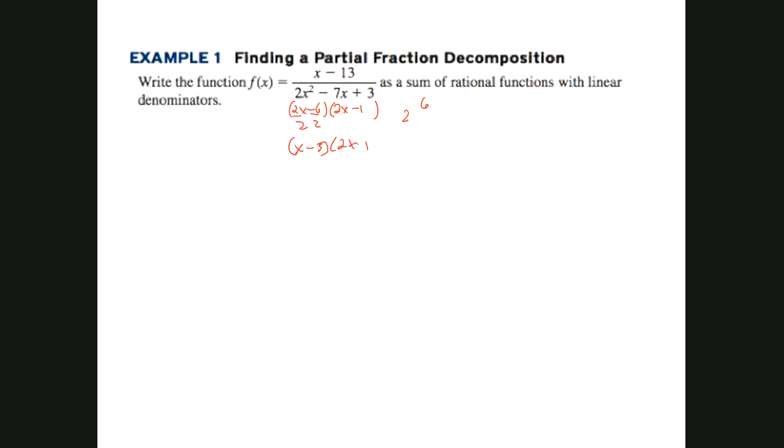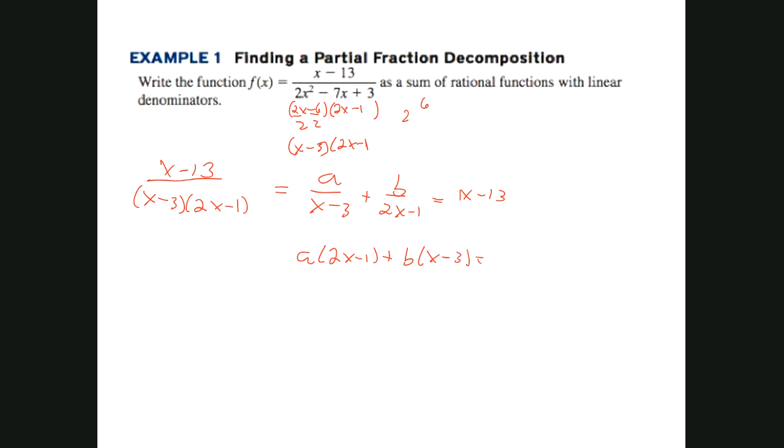All right. Oh, no, because you've got to make sure you factor this thing down. So now I have x minus 13 over x minus 3, 2x minus 1. So now my next step is I'm going to put A over x minus 3 plus B over 2x minus 1 is equal to x minus 13. Okay. So now if I cross multiply, I end up with A(2x minus 1) plus B(x minus 3) is equal to x minus 13.